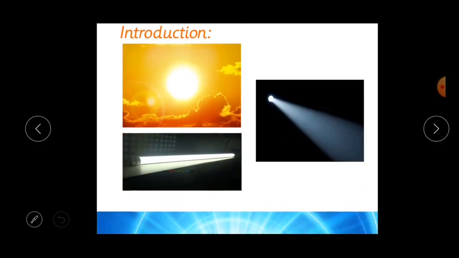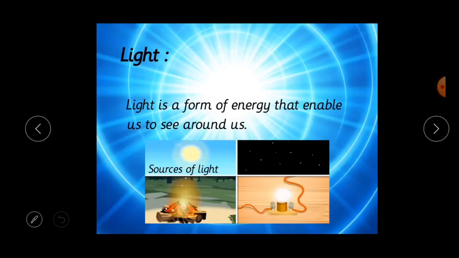Right? So first let us know what do you mean by light. Light is a form of energy that enable us to see around us. So light is a form of energy that enable us to see around us. It is a kind of form of energy which is detected by human eyes. Okay, so now where does the light comes from?